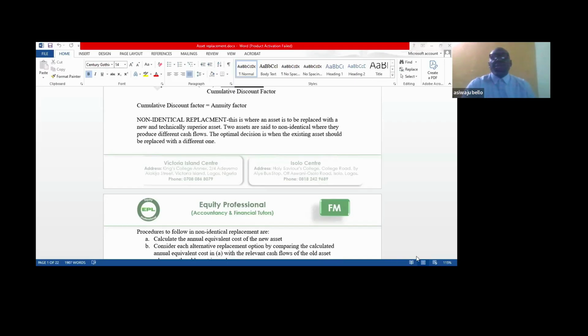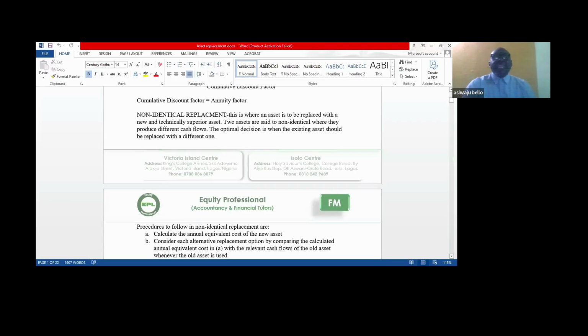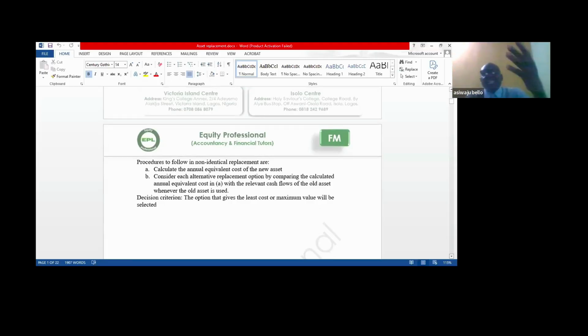We now explain the procedures for non-identical assets. You have 3 steps. Step 1 is calculate the annual equivalent cost of the new asset. Step 2, consider each alternative replacement option by comparing the calculated annual equivalent cost with the relevant cash flow of the old asset, whenever the old asset is used.